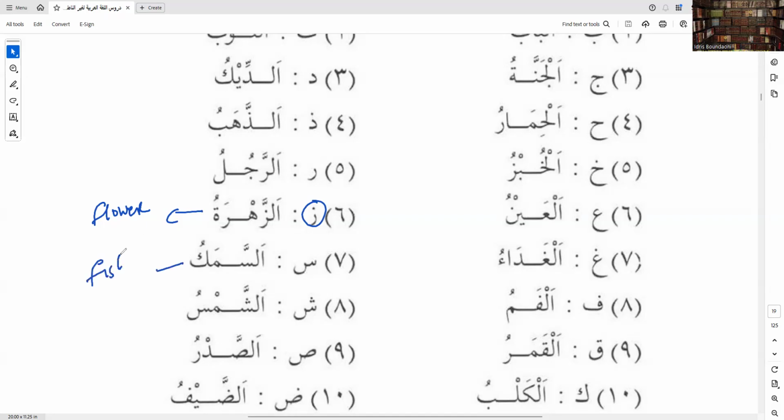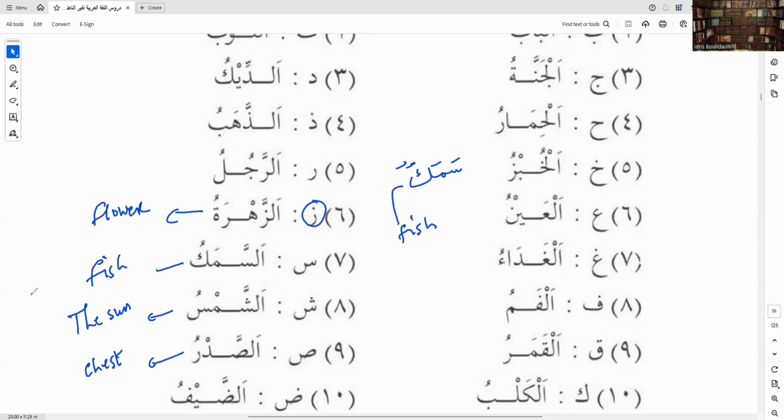Seen: as-samak, fish. Samakun, fish. And then we have ash-shamsu, the sun. So it's from it that we got Shamsiya, ash-shamsu, the sun. As-sadru: your sadr is your chest. As-sadr. Your chest is your sadr.